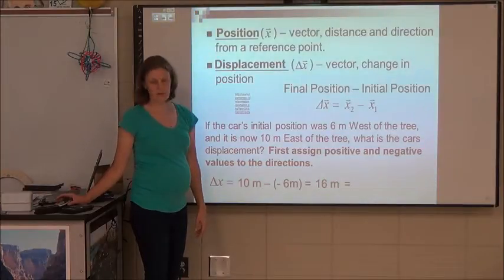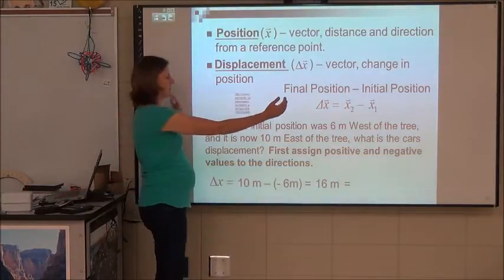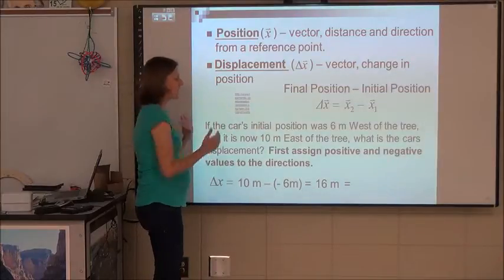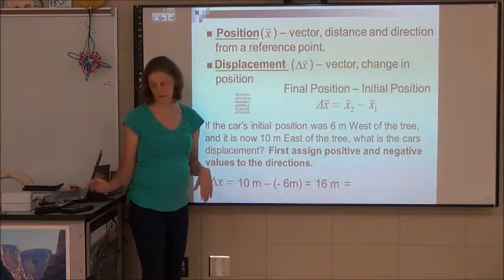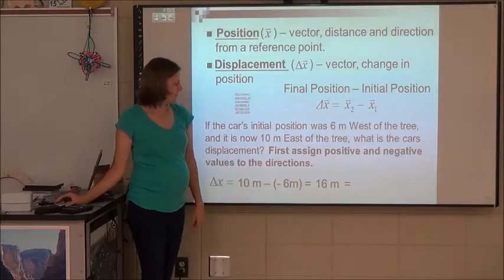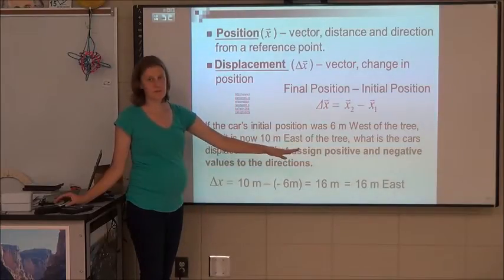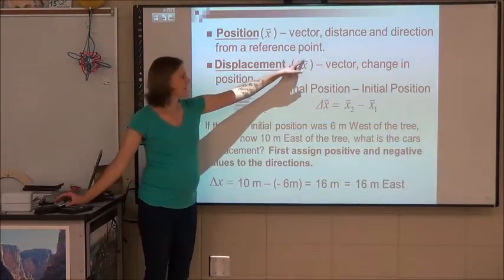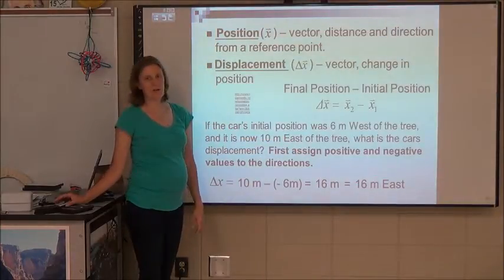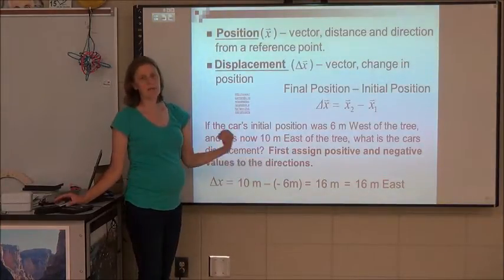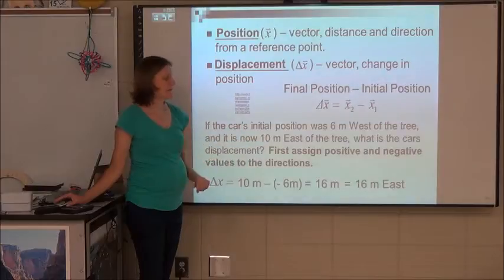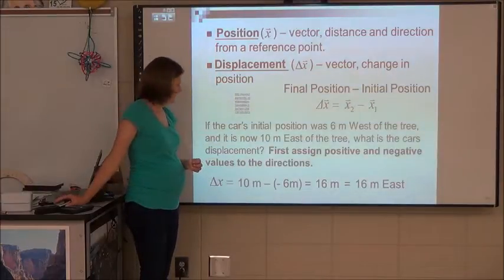So you can try to picture that. 10 meters east of the tree, 6 meters west. Yeah, that entire displacement must have been 16 meters. And notice that it's positive. So really, since displacement is a vector, I should have a direction on there. Typically the positive would indicate east anyway, but it doesn't hurt to put the word east on there.